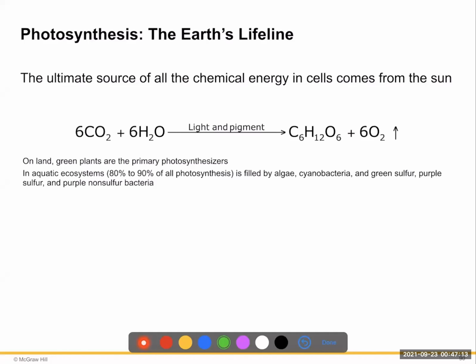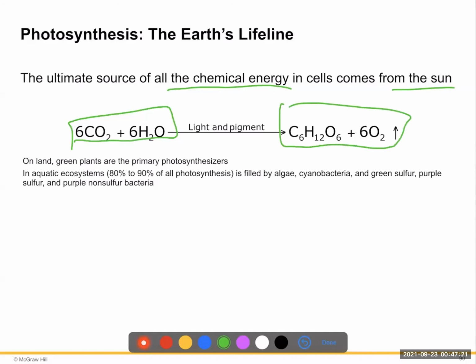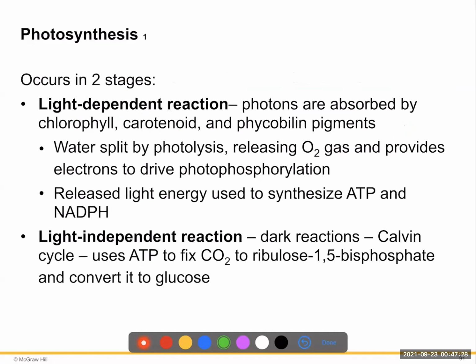All right, the ultimate source of all chemical energy comes from the sun. We take carbon dioxide and water, photosynthesis in plants, pigmentation, and we produce sugar and oxygen. Photosynthesis has 2 stages: a light-dependent reaction, where we absorb the energy, and a light-independent reaction.